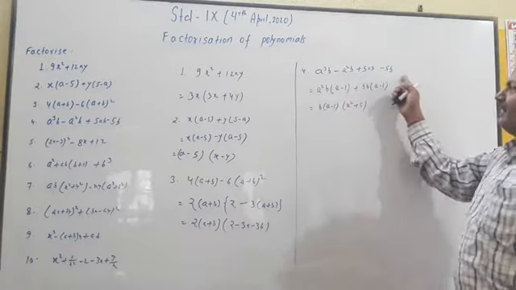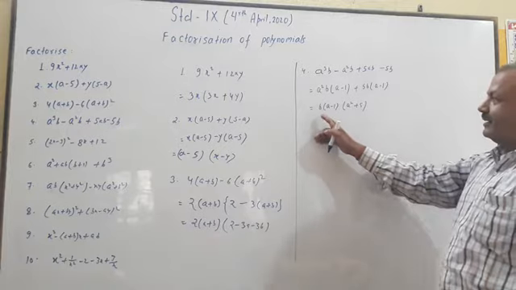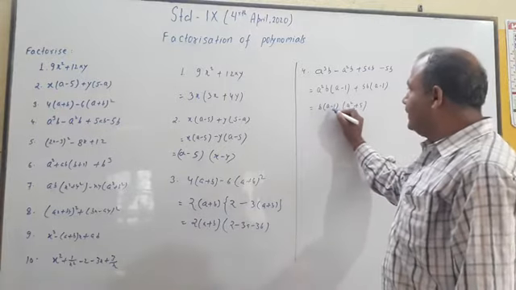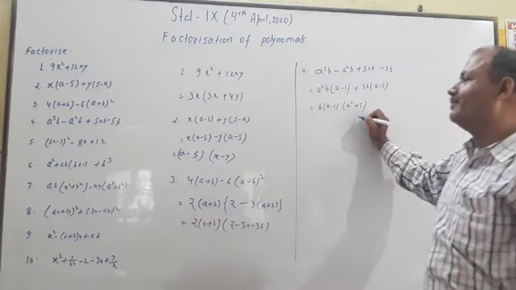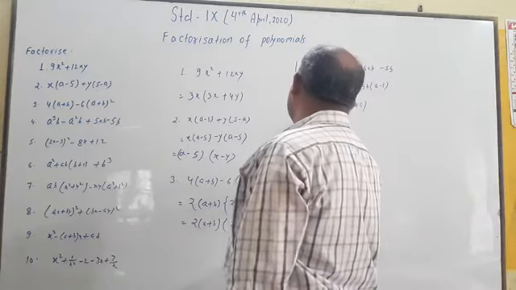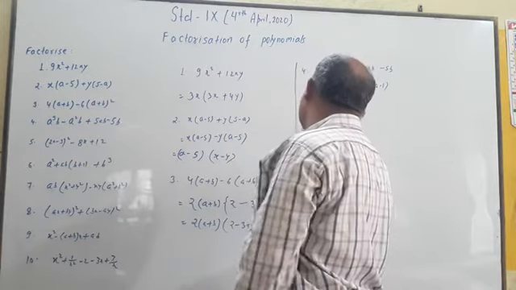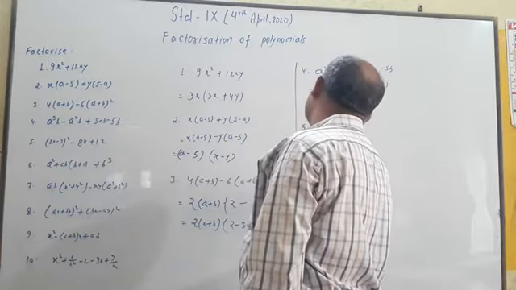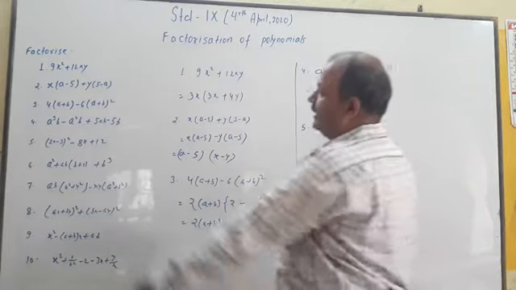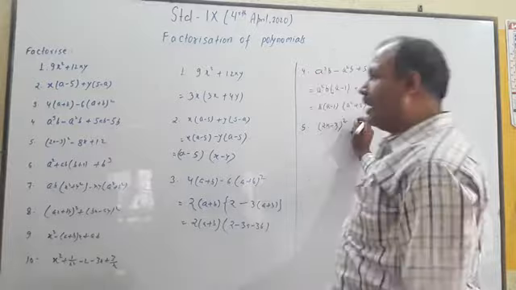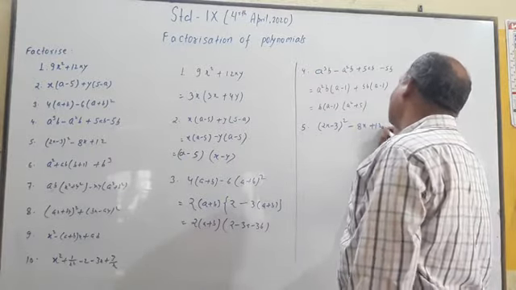This expression is turned into factors, and there are 3 factors: b into a minus 1 into a square plus 5. Now, we come to the fifth problem, that is the square of 2x minus 3, and the next, minus 8x plus 12.